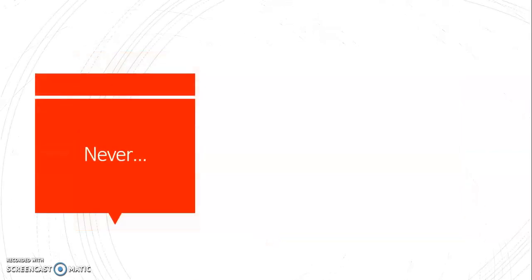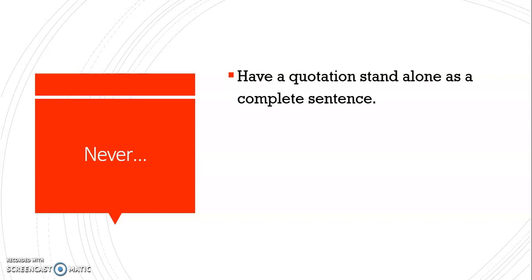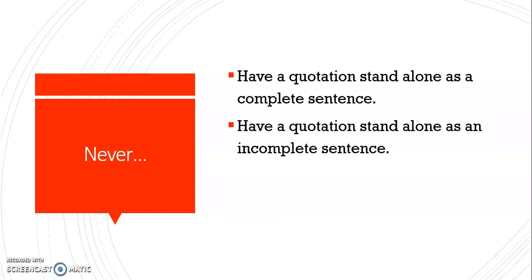First, we need to talk about what you should never do. You should never have a quotation stand alone as a complete sentence. That's when you just plop it in. And you may say things on either side of it, but the quote itself is just kind of plopped in. The other thing that we should never do is have a quotation stand alone as an incomplete sentence. That's almost even worse. But either way, it should never stand alone.